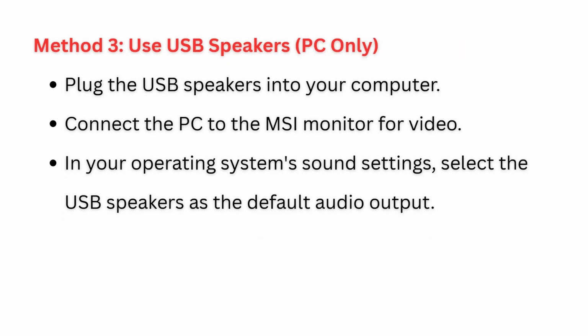Method 3. Use USB speakers. This is for PC only. Plug the USB speakers into your computer. Connect the PC to the MSI monitor for video. In your operating system sound settings, you can select the USB speakers as the default audio output.